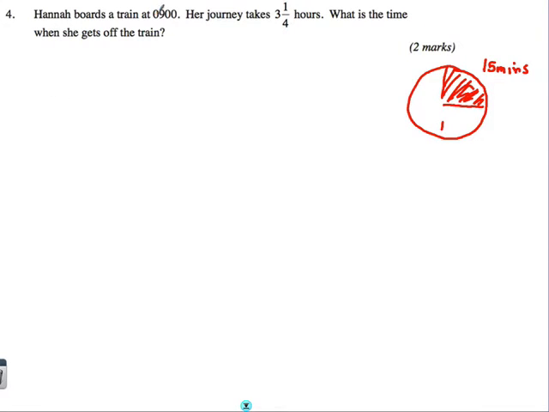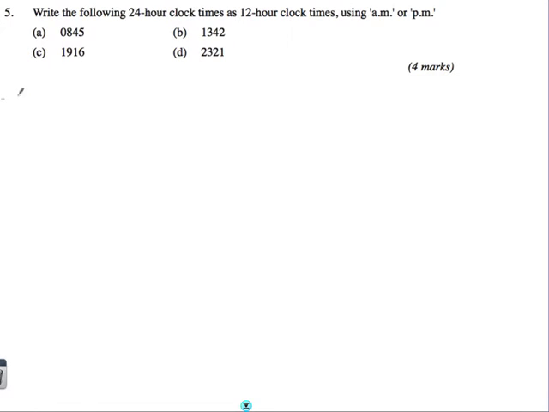What is the time she gets off? So 9 o'clock, 3 hours later would be 12. And 15 minutes later would be just 12:15. She boards the train exactly at 9 o'clock. So 9 o'clock and 3¼ hours later would be 12:15. And we can just leave it as that. Their answers are in 24-hour clock, so we'll leave our answer in 24-hour clock as well. Let's go to the next one.